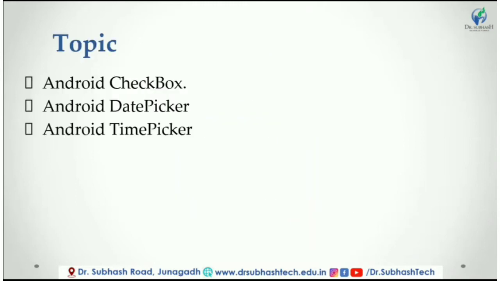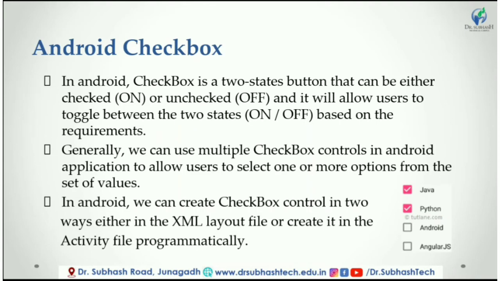In this lecture we'll discuss how to use checkbox, date picker, and time picker in Android programming. First is Android checkbox. In Android, a checkbox is a two-state button that can be either checked or unchecked, and it will allow the user to toggle between the two states, on or off, based on the requirement. Generally, we can use multiple checkbox controls in an Android application to allow the user to select one or more options from the set of values. Following is how a checkbox looks.